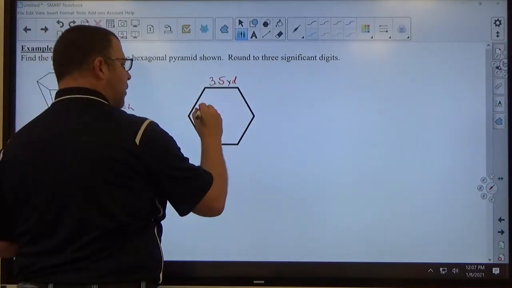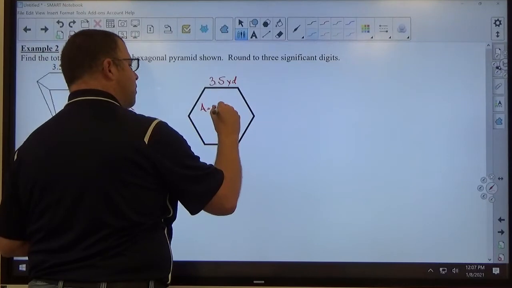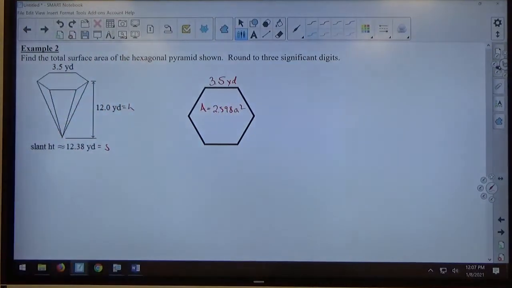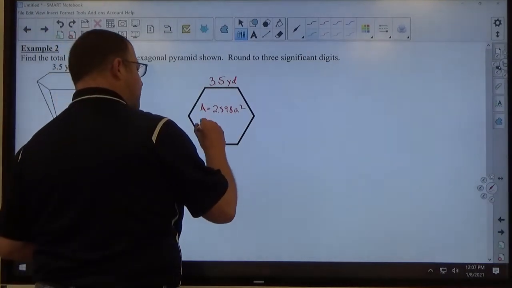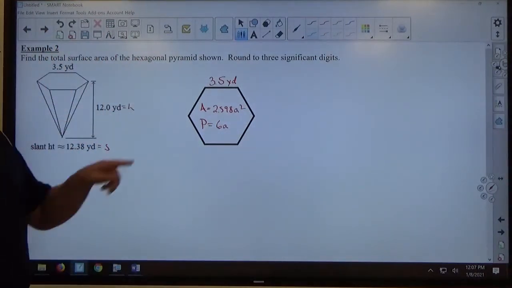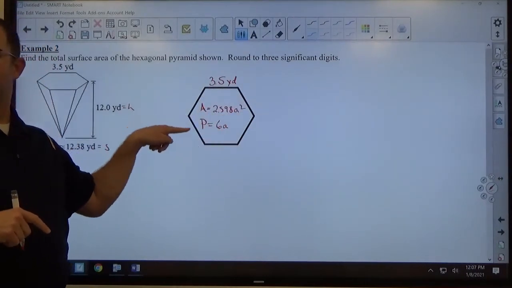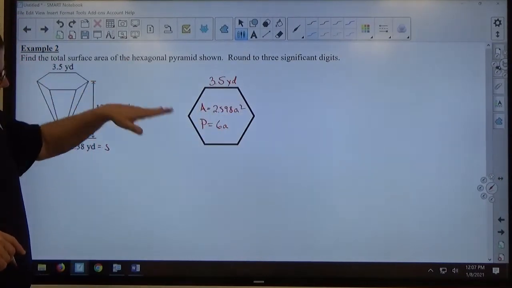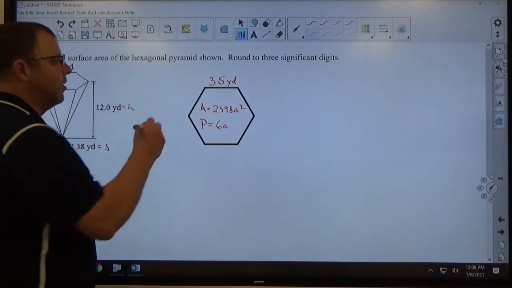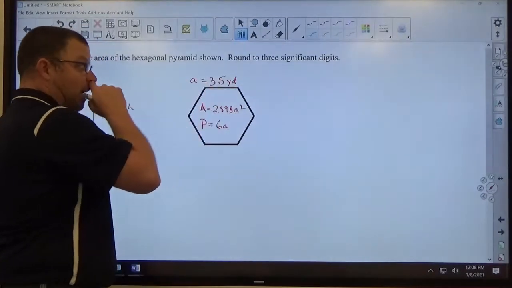And the area of a regular hexagon is 2.598 a squared. Let me verify that number real quick. 3 square root of 3 divided by 2, 2.598 a squared. The perimeter of a regular hexagon is simply 6 times the length of the side, because there's 6 equal sides, right? 3.5, 3.5, 3.5, 3.5, 3.5, 3.5. So, those are my formulas for area and perimeter of this hexagon, and the length of the side is what A equals. So A is equal to 3.5 yards.